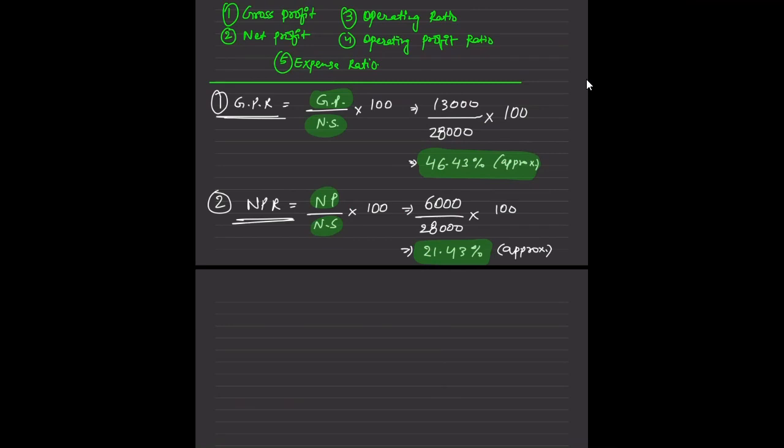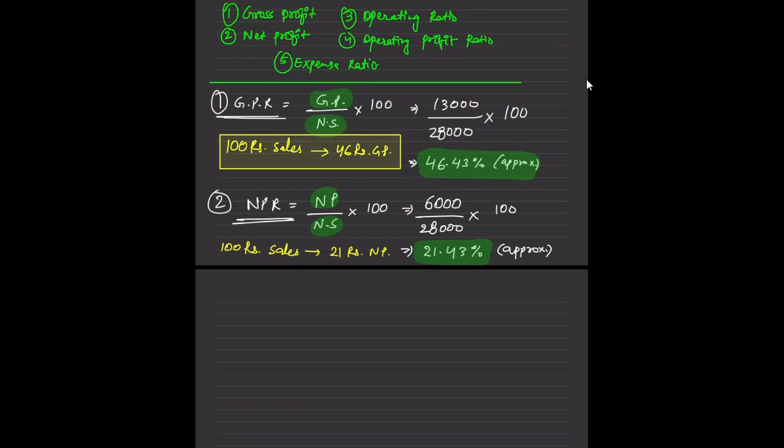So let's say if I am selling 100 rupees is the sales. So what is the gross profit? 46 rupees is my gross profit approximately. In the same way, 100 rupees is my sales. So out of that 21 rupees is my net profit. This is the significance of this ratio, which tells how much percentage of your sales you are earning the gross profit or net profit respectively.